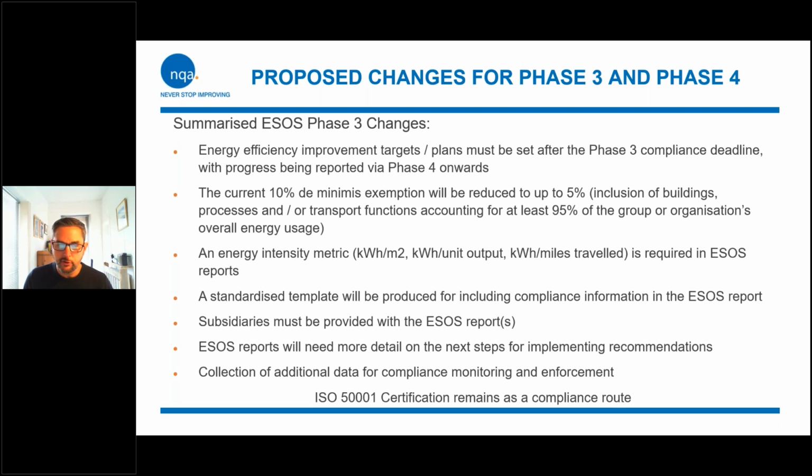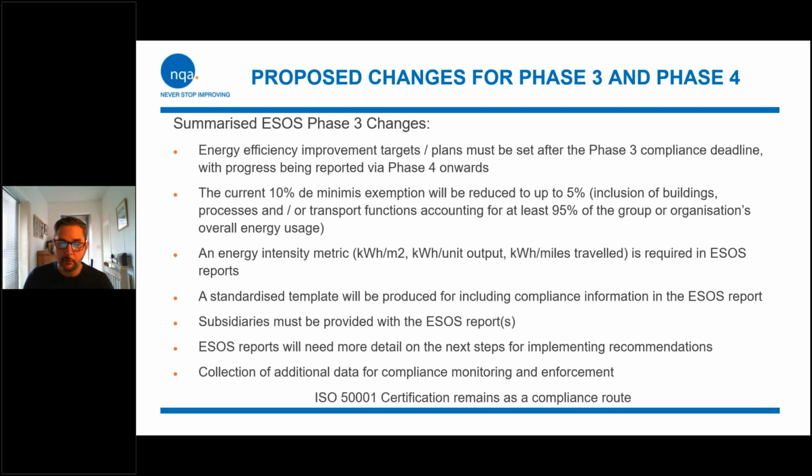Just to summarise some of the changes for phase 3, the phase that we're currently in. There will be a requirement for energy efficiency improvement targets, and the action plans to achieve those targets, to be set after the phase 3 compliance deadline, the 5th of December 2023, with progress then being reported on at phase 4 and onwards. This is a new change. The need for targets and implementing the actions wasn't a requirement previously, and reporting on progress wasn't a requirement previously.